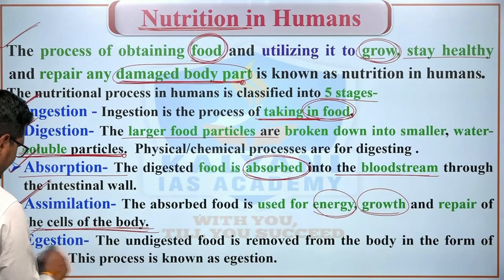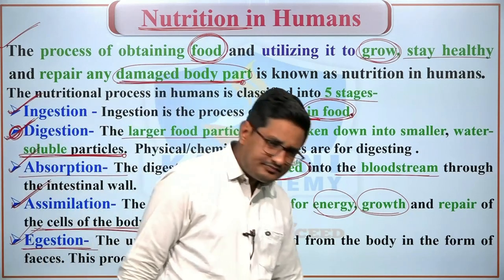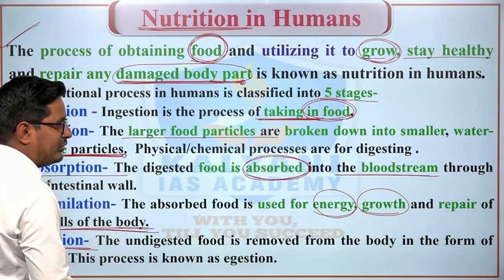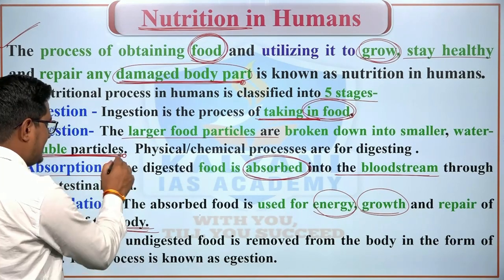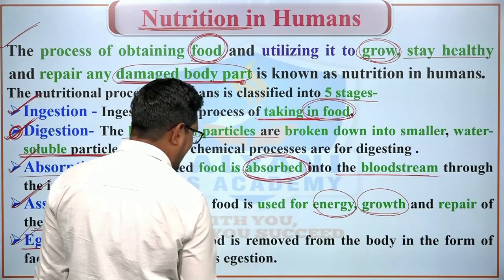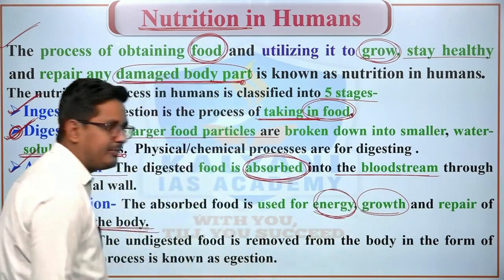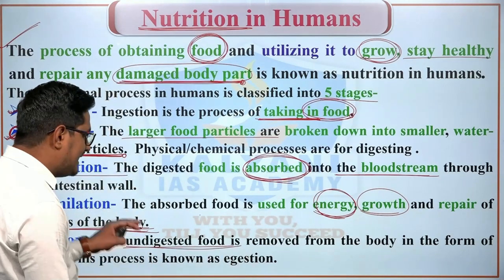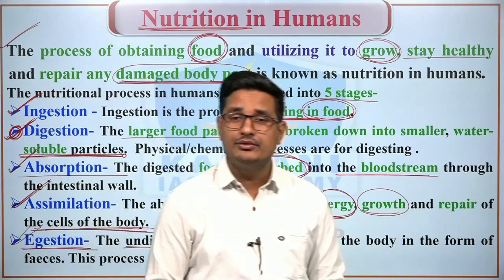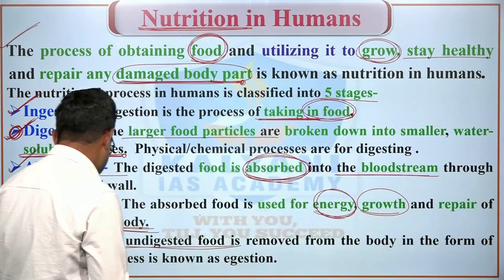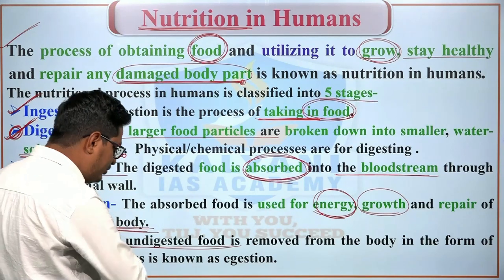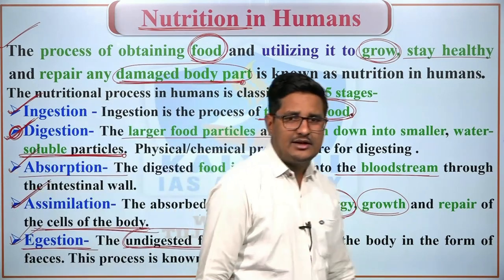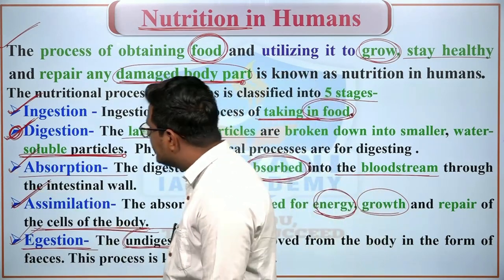Then comes the process of egestion. What is egestion? See, in the process of digestion, larger food particles are broken down into smaller and water-soluble particles, and these particles are absorbed, then assimilated for energy, growth, and repair. But some undigested food is remaining, and this undigested food needs to be removed from our human body, right? So egestion is the process of removing the undigested food from the human body. In this way, the process of nutrition completes, right?